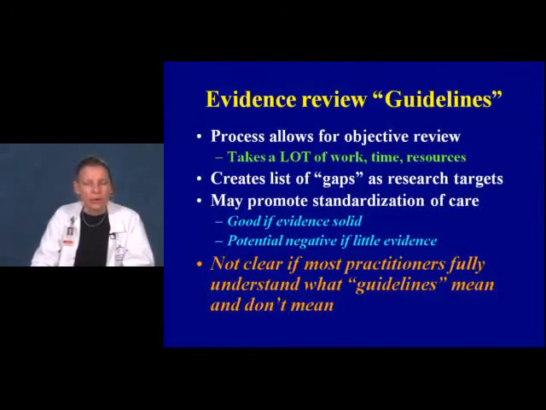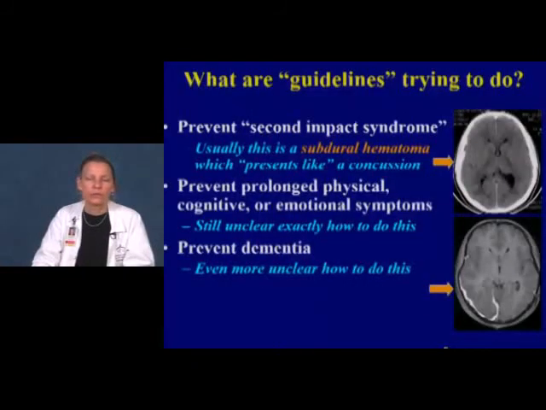It isn't clear that most practitioners fully understand what guidelines mean, and more specifically what they don't mean and can't say in terms of your management. So what are guidelines for concussion trying to do? There are three main goals, and it's not always clear to the clinician what these goals are.